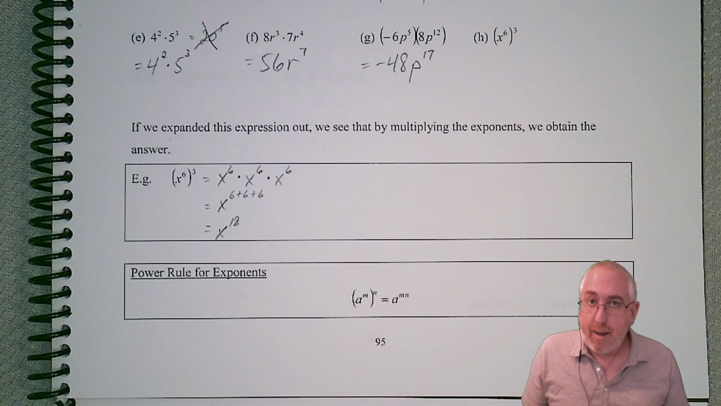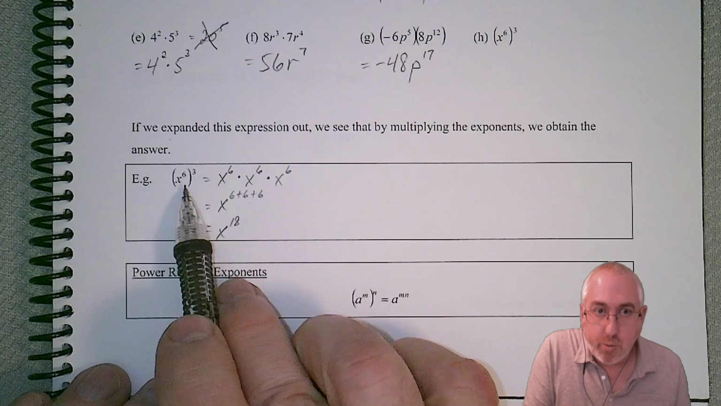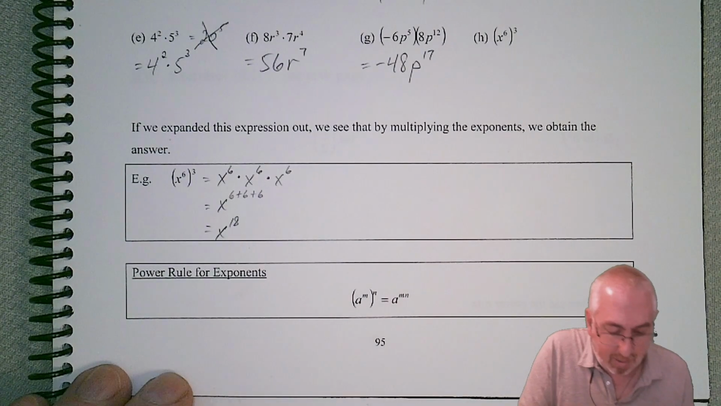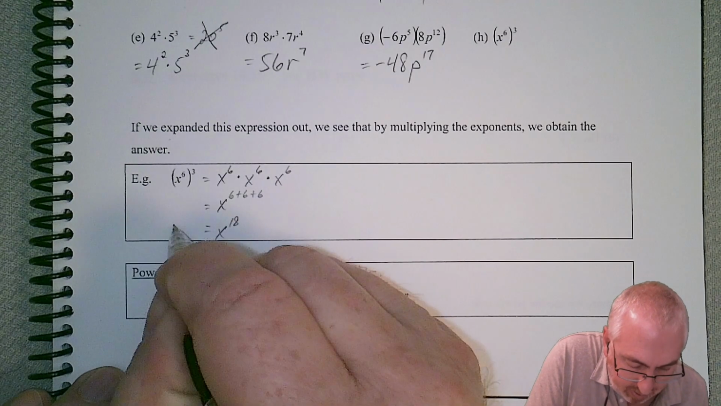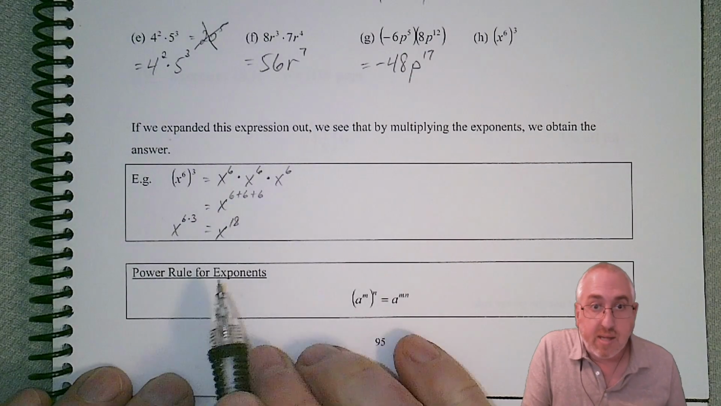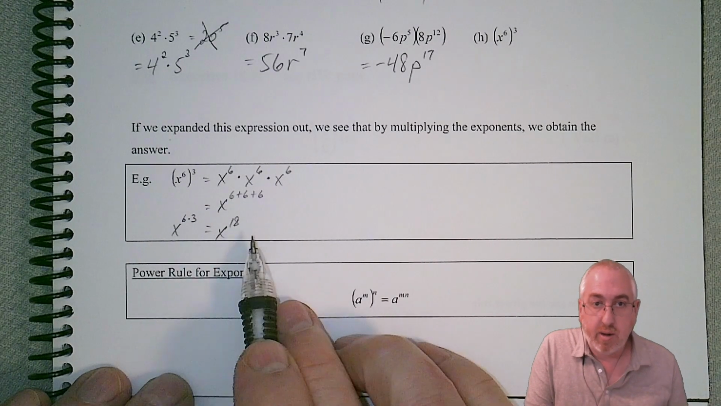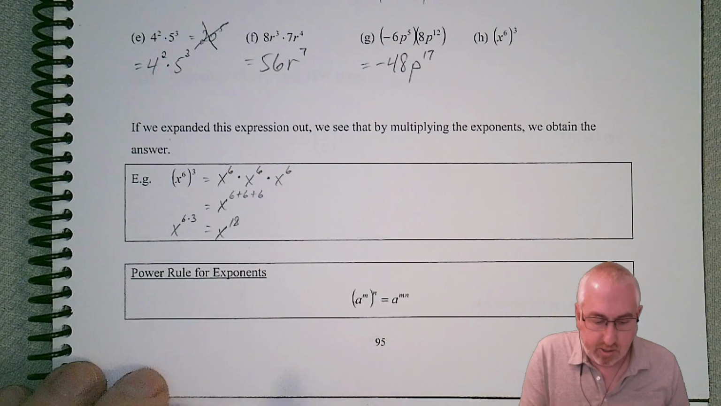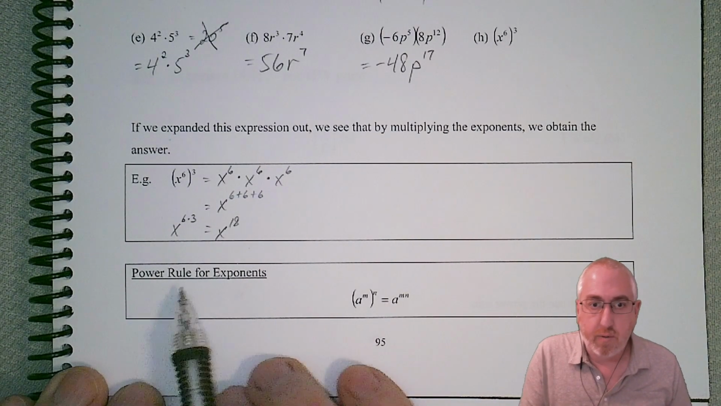So now can you see the trick? How do we get from here to here? And you're probably guessing it. We want to multiply those exponents. So if we multiply 6 times 3, that'll get us our x to the 18th power. So that is now describing the power rule for exponents.